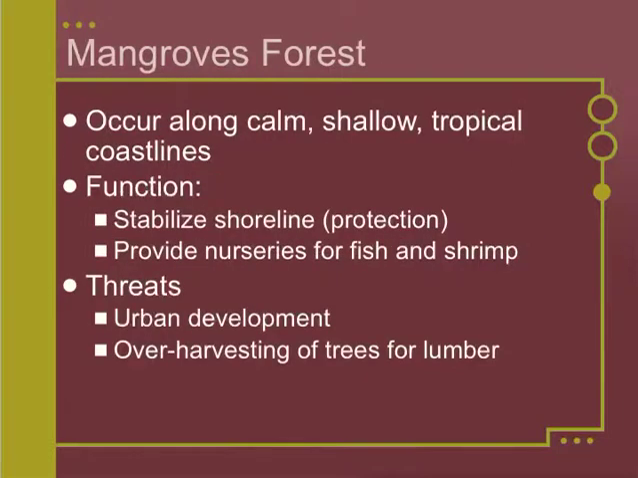Mangrove forests. Mangrove forests are tall forests in saltwater areas. These occur in calm, shallow tropical coastlines. Mangrove forests provide protection for the coastline as well as a nursery for fish and shrimp to grow. Threats to mangrove forests are urban development and overharvesting of trees for lumber.